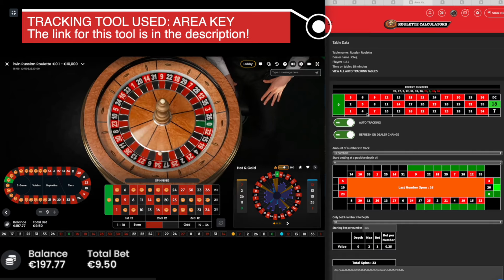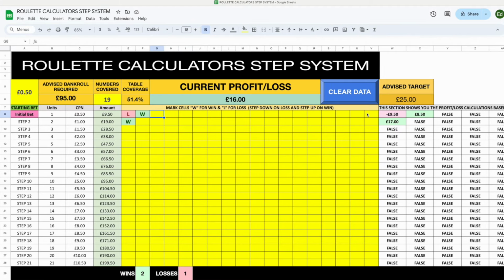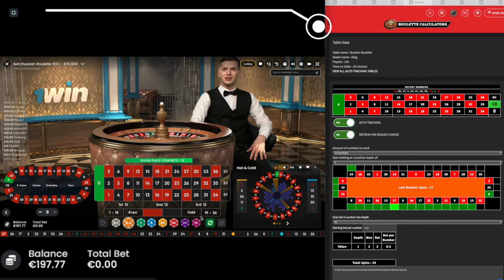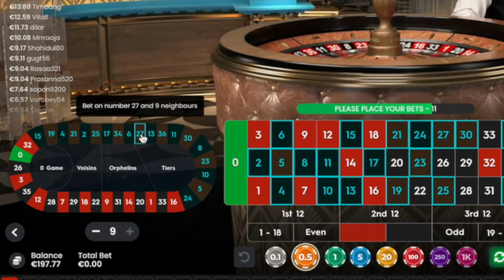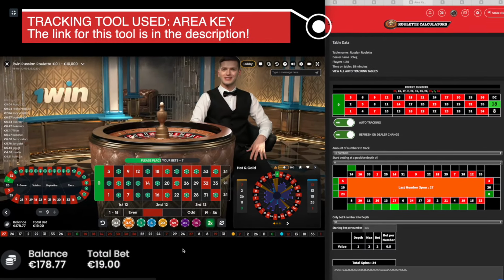Okay, where's this one going? Oh, 27, we just missed that one. It didn't quite have the marbles, so we're gonna put an L there and we're gonna step down and do two units per number. And we're going to place that on number 27. So we're going to go uno, dos. And see if we can get it on this one.